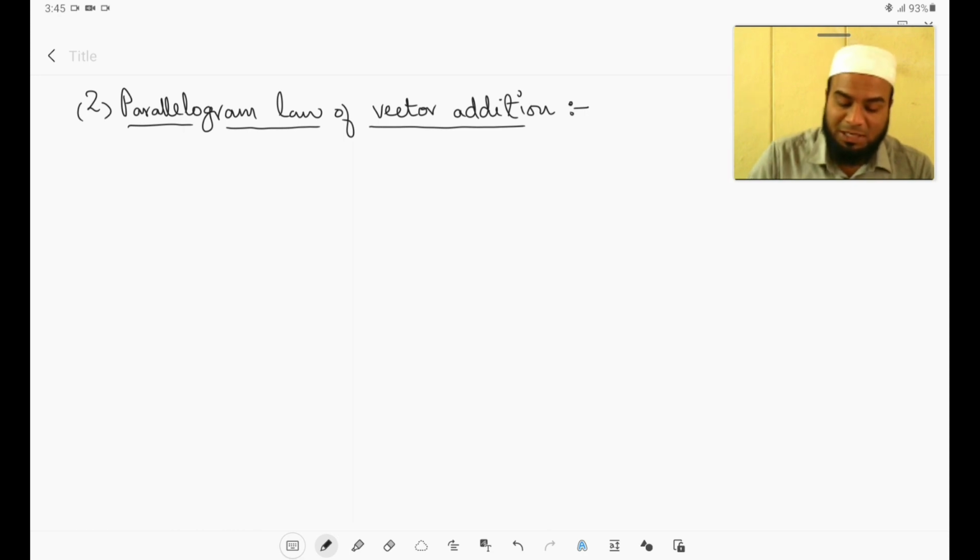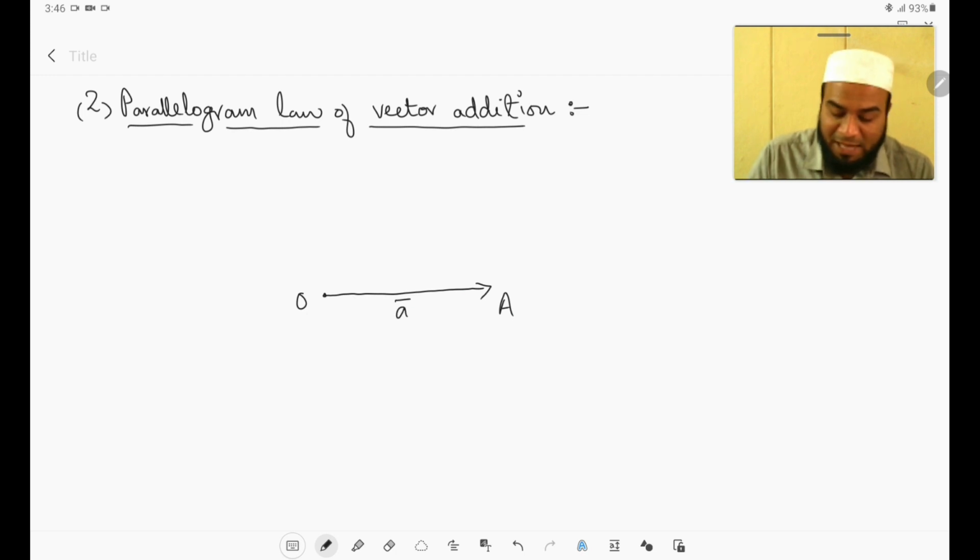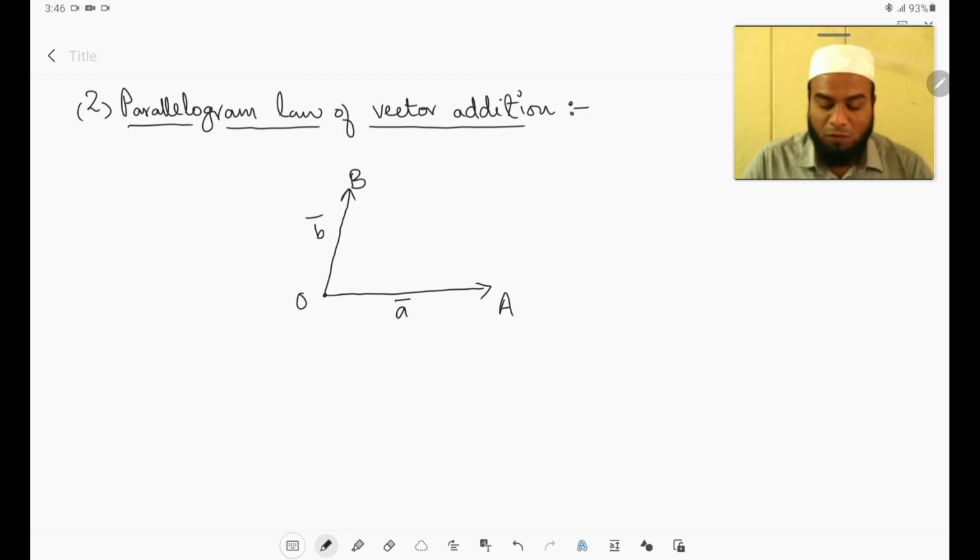So quite opposite to that, let us consider one point, let us consider this point is given by O. Let this vector be OA, denoted by small a bar, and we have one more vector, which is given by OB or small b bar. Then when we add this OA and OB, what will be the resultant? That we are going to see now. What will be the resultant of OA plus OB, or small a bar plus small b bar?